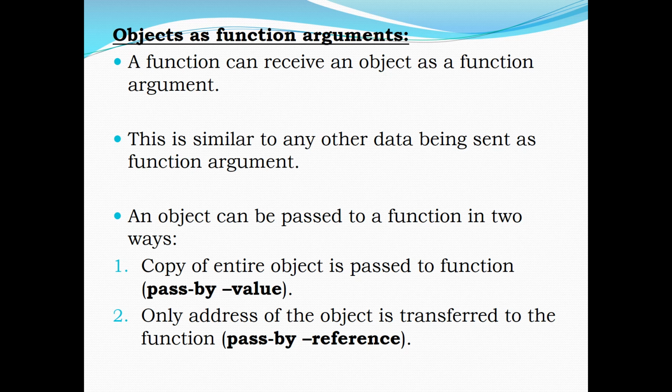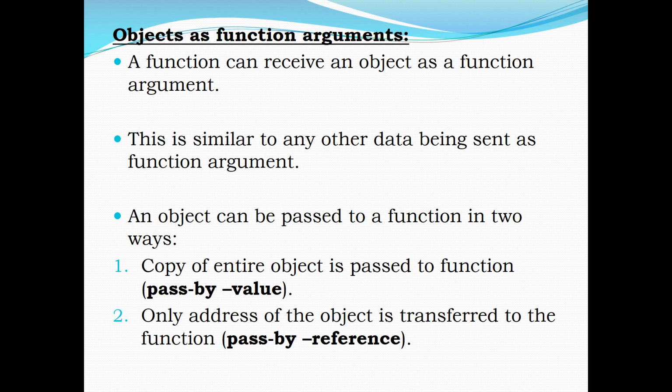We can pass an object and assign the value of the supplied object to the current object. Clearly understand the concept? For a complex or large project, we need to use an object as an argument. A function can receive an object as a function argument. This is similar to any other data being sent as a function argument.